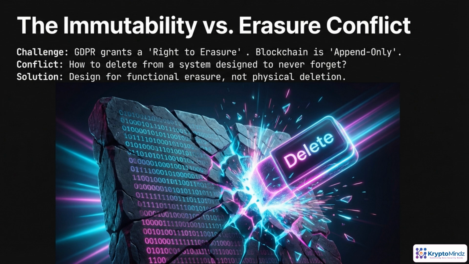This brings us to one of the most famous tensions in regulated blockchain design. GDPR says individuals can demand that their personal data be erased. Blockchains, by design, keep an append-only, permanent history. Those two ideas clash if you try to literally delete past blocks or transactions. The modern approach is different. You keep the ledger intact, but design for functional erasure by making data inaccessible or unintelligible in practice.